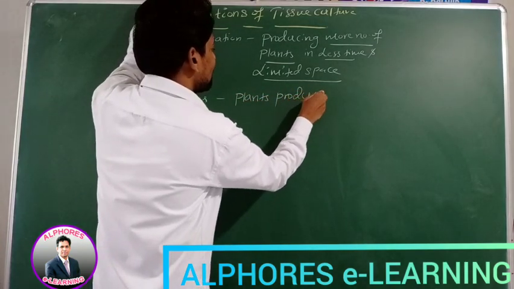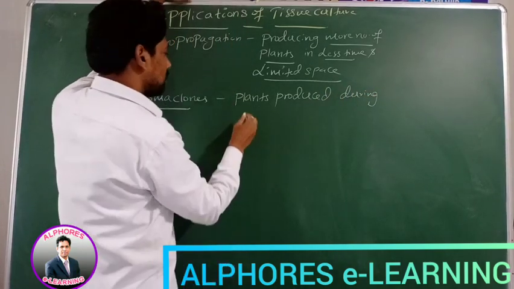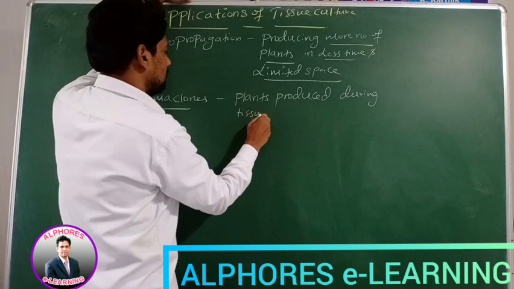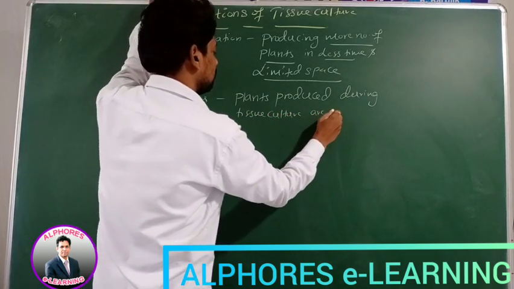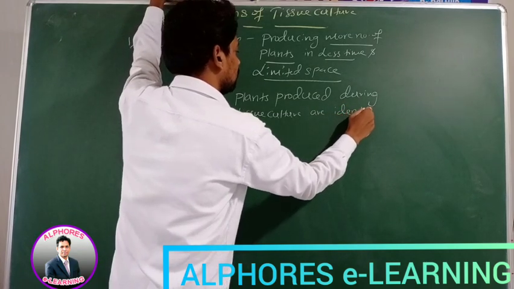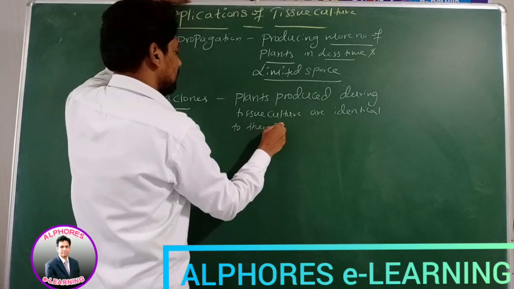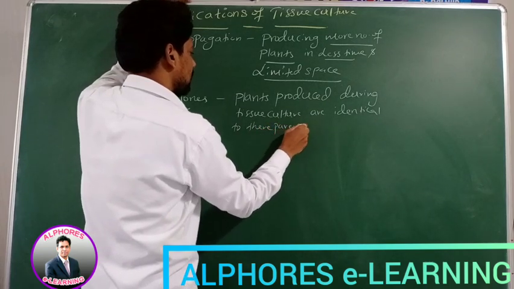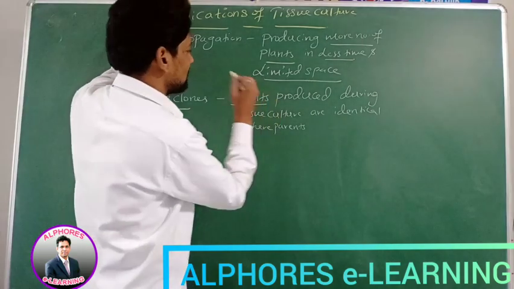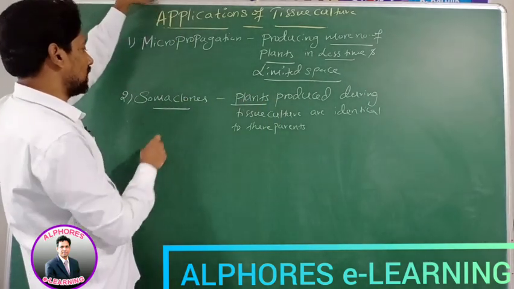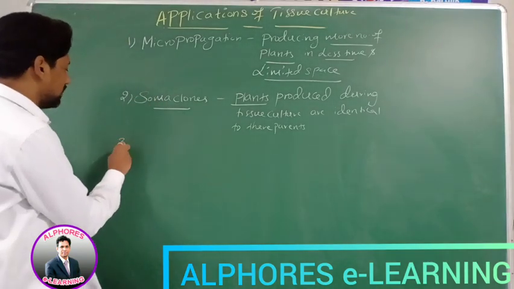Therefore, plants produced during what, sir? Tissue culture are identical to their parents. Identical to their what, sir? Parents. So we can call the plants produced during tissue culture what, sir? Somaclones. Is it okay? Right. Now go for number 3.